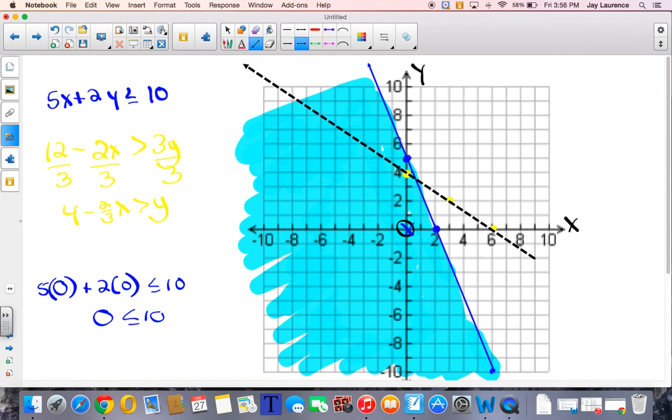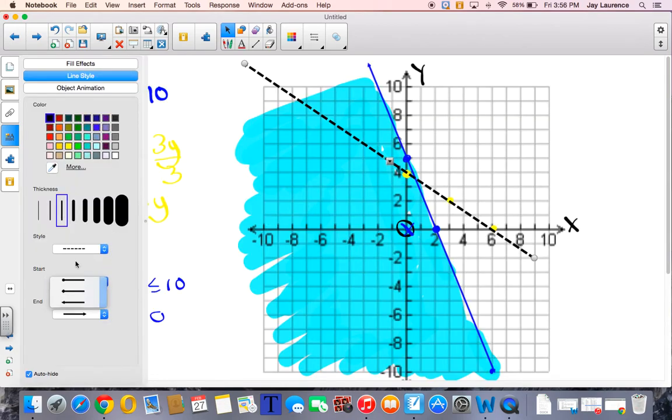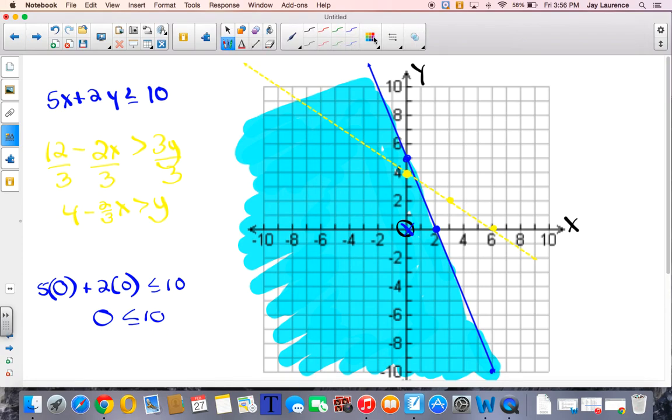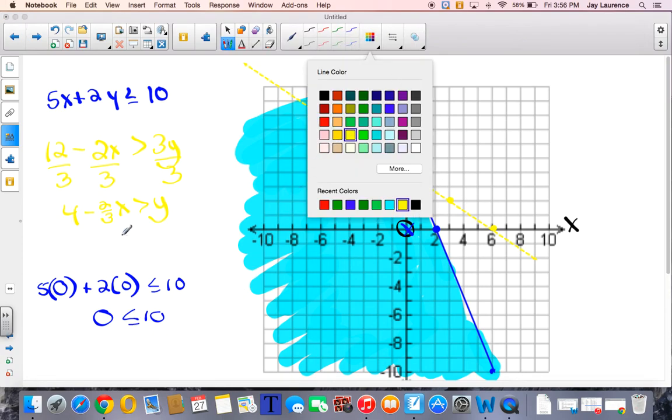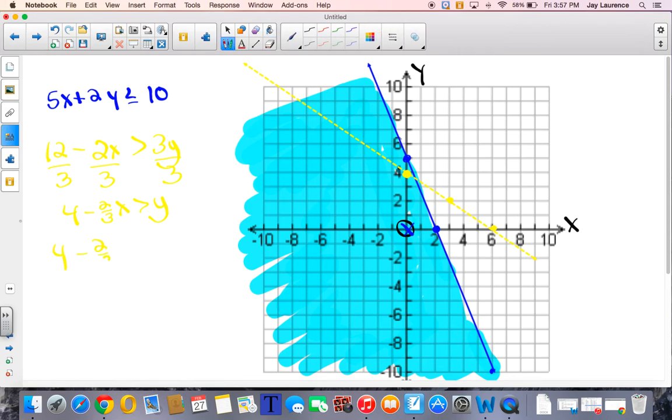All right. Let's put an arrowhead on that. Let's make it yellow. And then we will use our test point, right? Okay, so I'm going to plug into this equation 0 in for x and y. I'm going to go ahead and erase this work here just because it's in my way and I don't want to keep scrolling back and forth. So I'm going to have 4 minus 2/3 times 0 is greater than 0. All right, well, this is going to be 0, so it's going to be 4 is greater than 0. And that is true, so I'll shade beneath the line in this case.